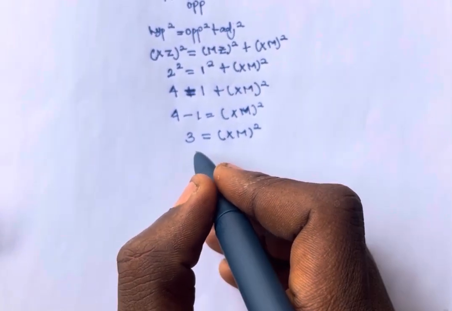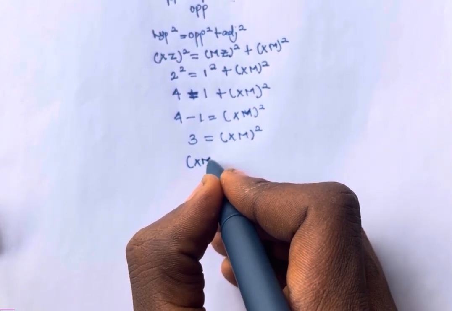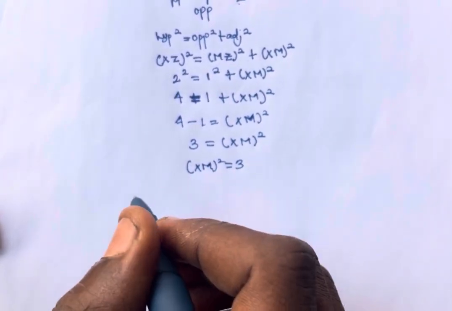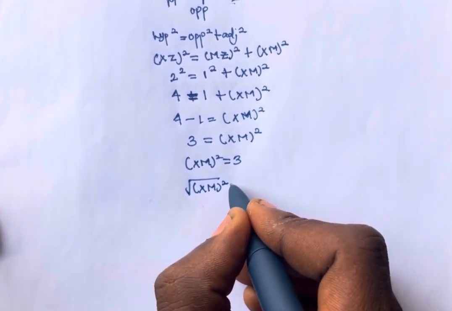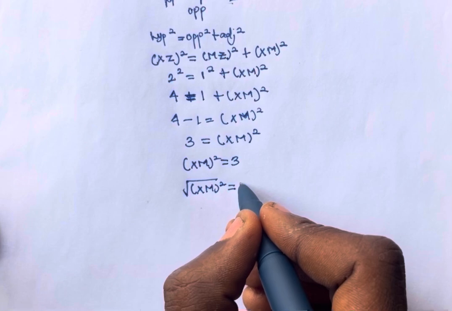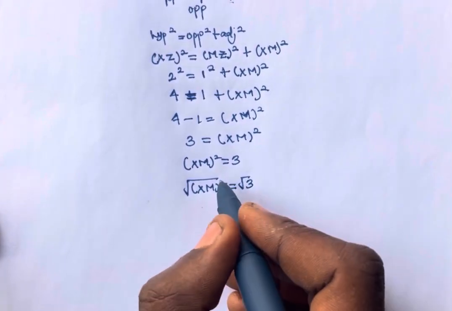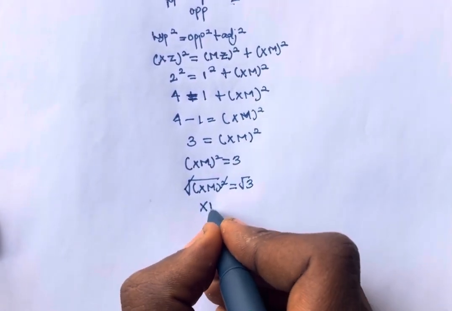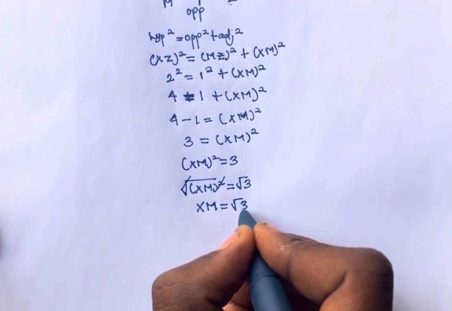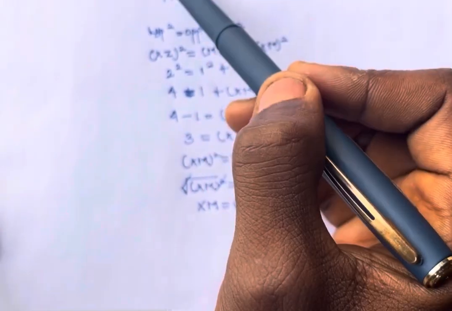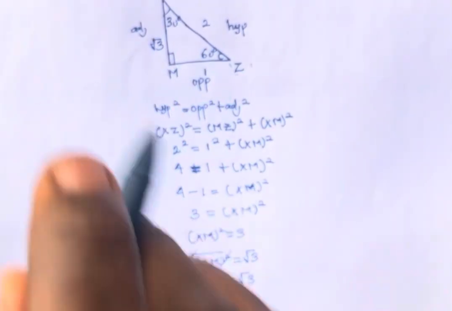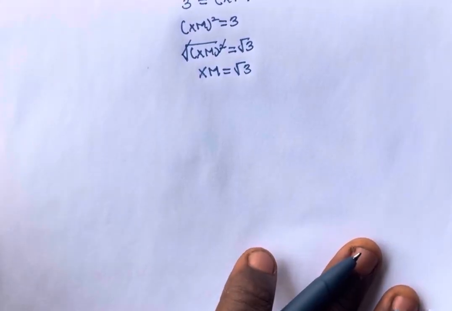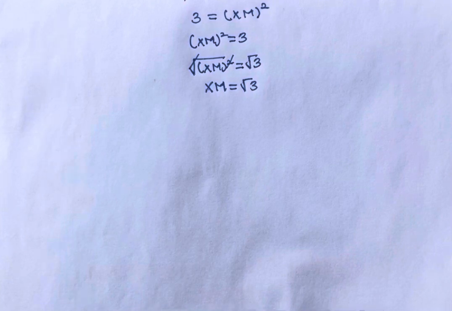Then we have XM square is equal to 3. We have to square root both sides. If we square root both sides, we have XM is equal to square root of 3. So this side XM will be square root of 3. So now we have all the sides.